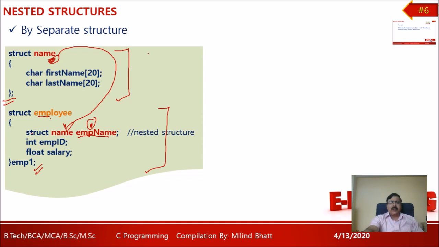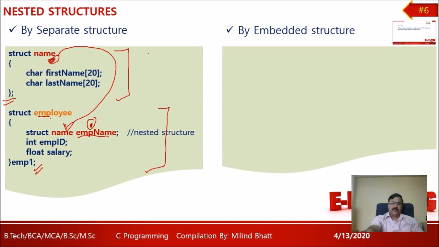Now, how to write an embedded structure? Directly this time I am writing struct employee. See, this has to be in lowercase. Please correct it. I have created another structure name. See, this is a structure employee. Inside its boundary, I am creating one more structure as name.